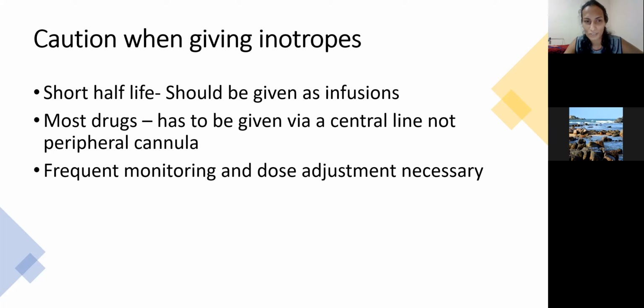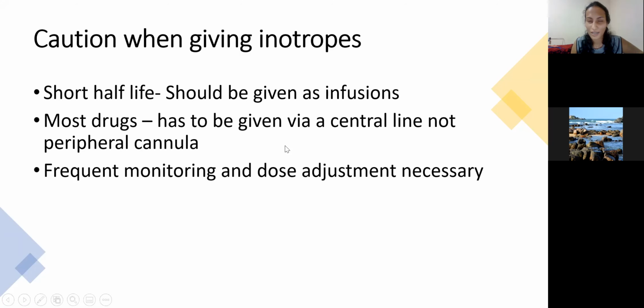And the next one I have told you all before also, most drugs have to be given via a central line, not through a peripheral cannula. So dobutamine can be given through a peripheral cannula, but not the other drugs. And when we are giving these drugs, not like the other ones, we have to do frequent monitoring and adjustment of doses. For example, when we are using vasopressors, some patients respond very quickly. When you start noradrenaline, they will quickly respond to it and blood pressure will shoot up, and that is not good for your patient. Therefore, monitoring is necessary.